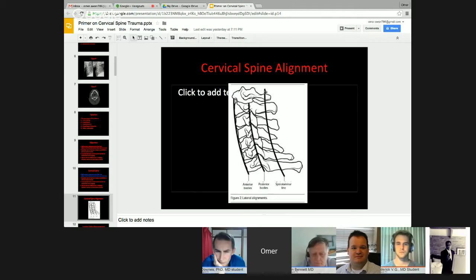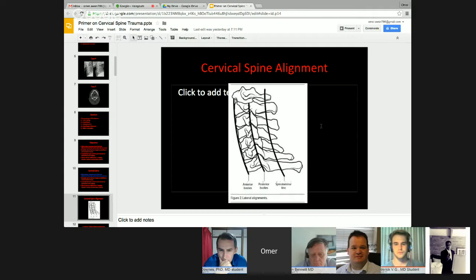Then finally the spinal laminar line, which is the junction between the lamina and the spinous processes. This should also be a relatively smooth line. If there's any break in this line at any level, a cervical spine injury has occurred. So that's pretty much the first thing that I do when I look at a cervical spine X-ray.